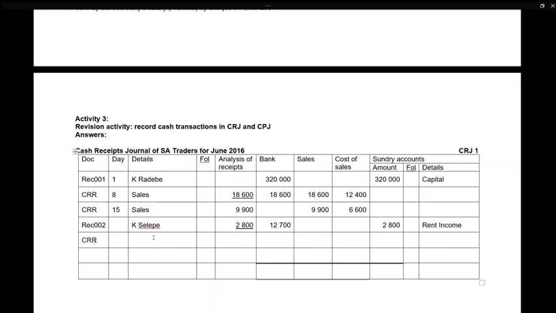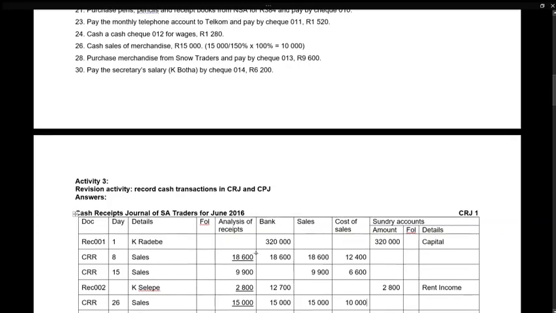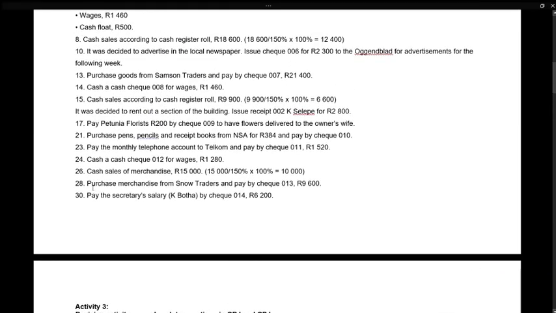Cash register roll. It took place on the 26th. It is sales, my details. The amount I sold was 15,000 Rand. Will reflect in my bank account at the end of the day. Reason being sales, and my cost of sales was 10,000. Okay. Right, next transaction took place on the 28th.